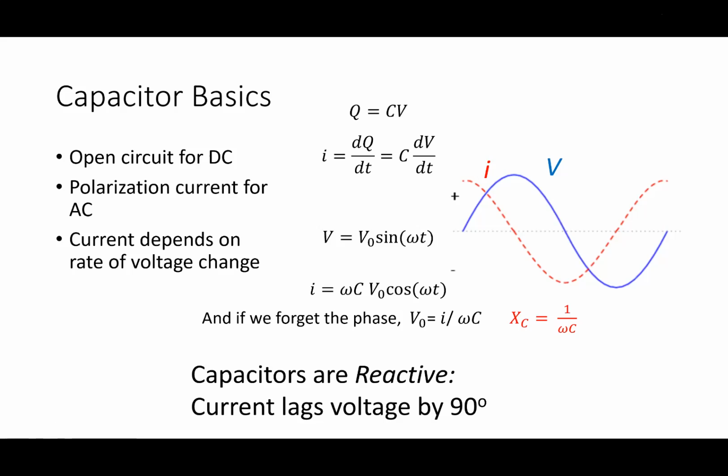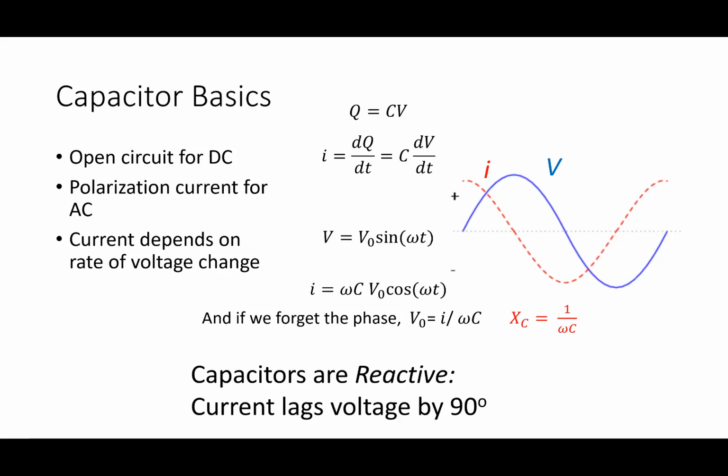Now, we can incorporate all of this by talking about a quantity that's like resistance. It has a unit of ohms, but the imaginary number i is used to encapsulate the fact that the current varies like a cosine while the voltage varies like a sine.